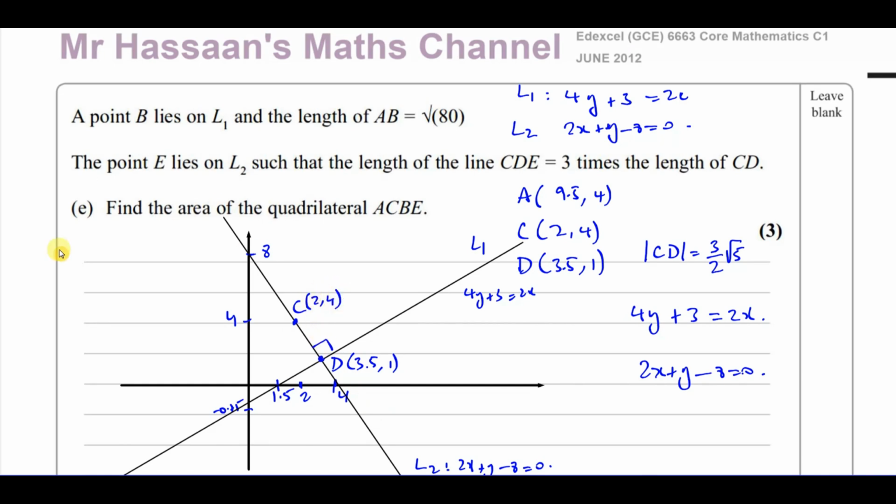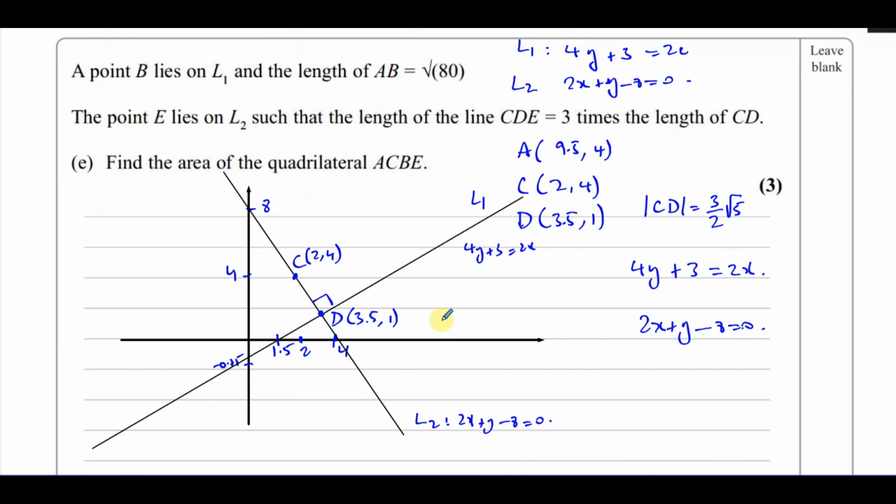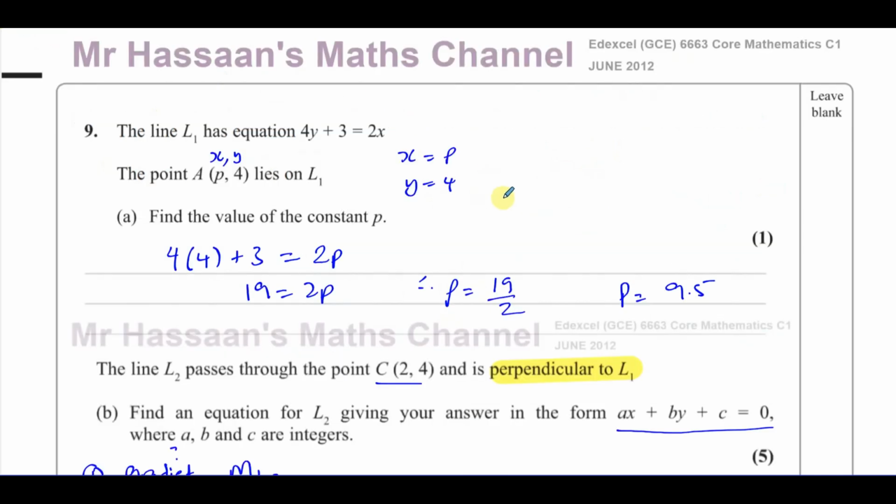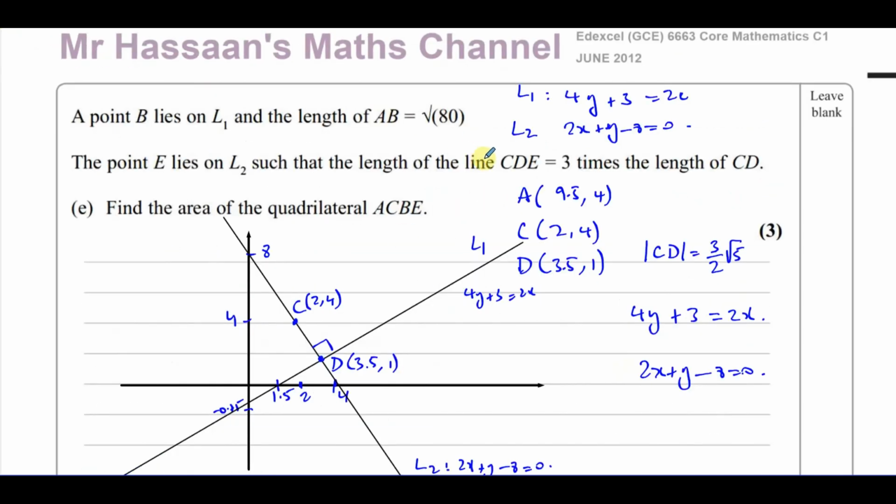Okay, so what else do we have here? The point B lies on line 1. So the point B lies somewhere on line 1. And AB, so what was A again? A was the point 9.5, 4. That was a point that we had to find, yes, that was 9.5, 4. So somewhere out here, I guess it's going to be over here. So I've made it the same level as that. So let's say that's 9.5, sorry, 9.5, 4. That's the point A. Okay, it lies on line L.